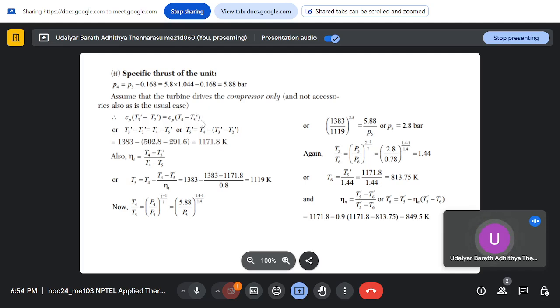So from this I can estimate the temperature at the exit of the turbine. So T3 dash minus T2 dash equals T4 minus T5 dash. So T5 dash will be 1383, this is the turbine inlet temperature, minus your change in temperature in the compressor. Because Cp gets cancelled as both are the same, this becomes 1171.8 Kelvin. So basically my temperature drop across the compressor is equal to the temperature drop across the turbine. So this is for the actual case.